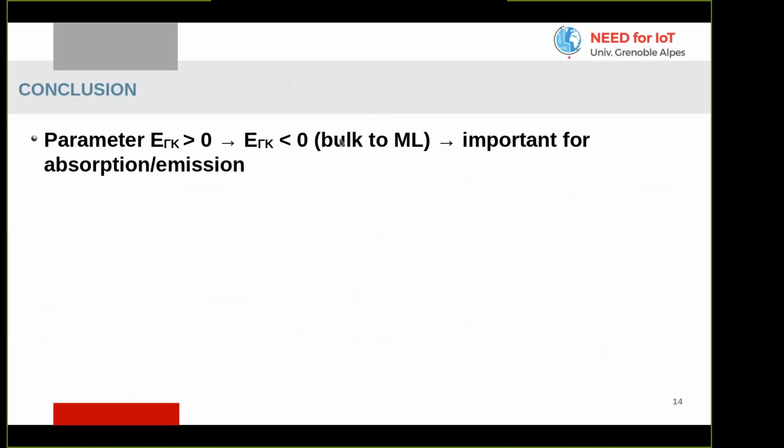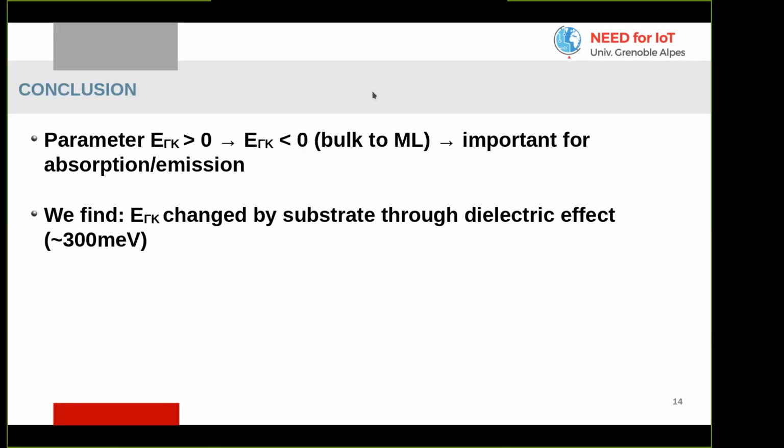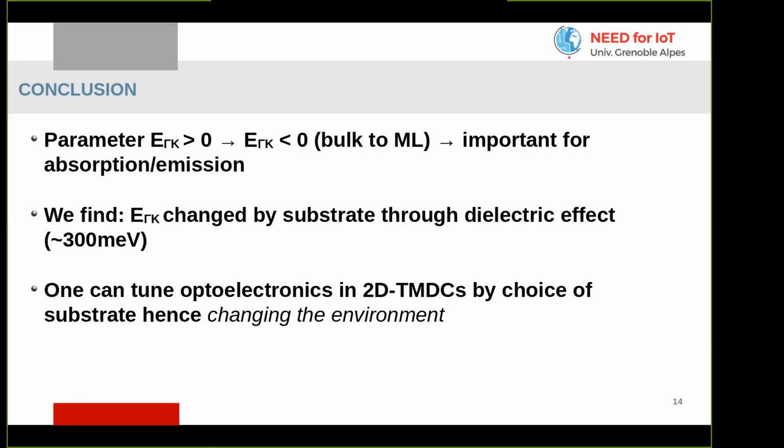So to sum this up, to conclude, this parameter E gamma K switches sign and is very important for the absorption or emission in monolayer TMDCs. We found that this E gamma K can be changed by a substrate through a dielectric effect on the order of a couple hundred millielectron volts. That means that yes, we can tune optoelectronics and the band structure by choice of substrate and hence changing the environment. Thank you very much.